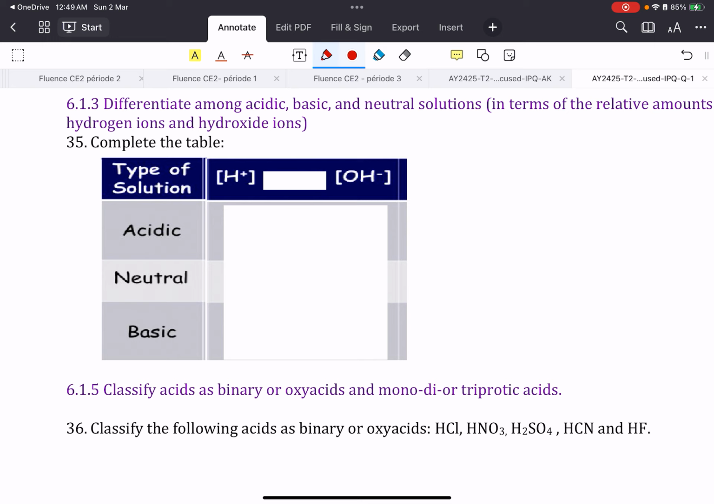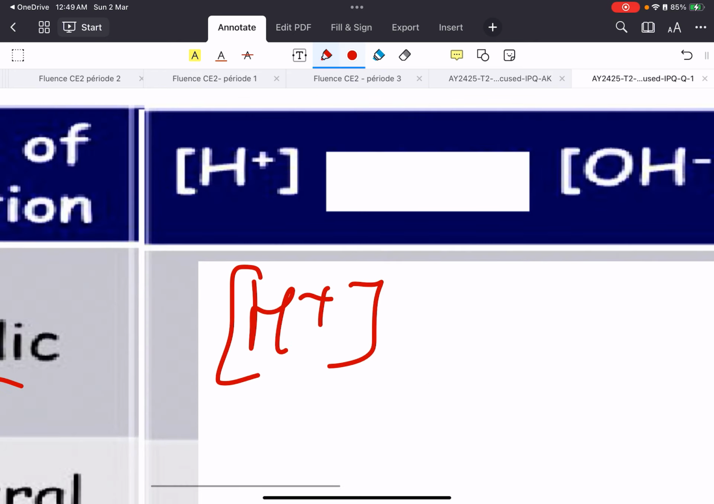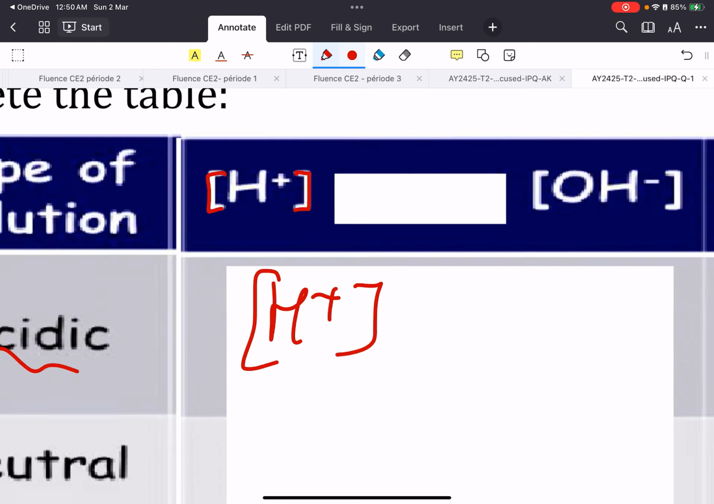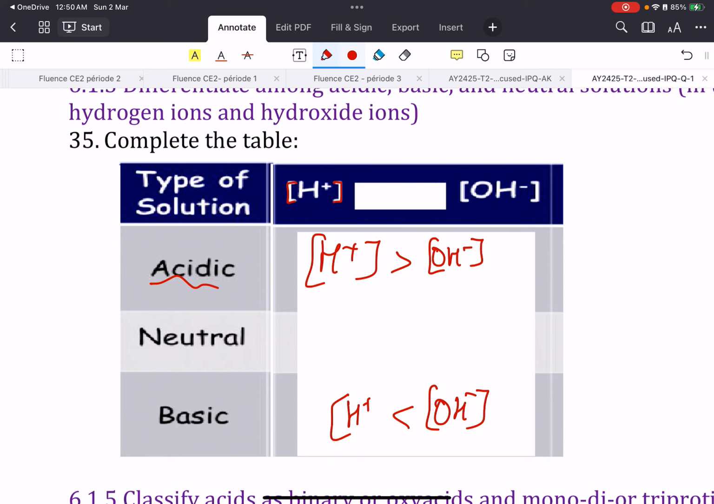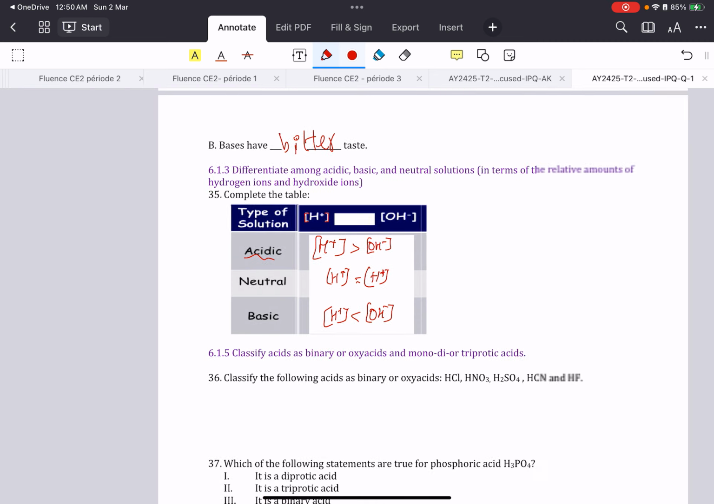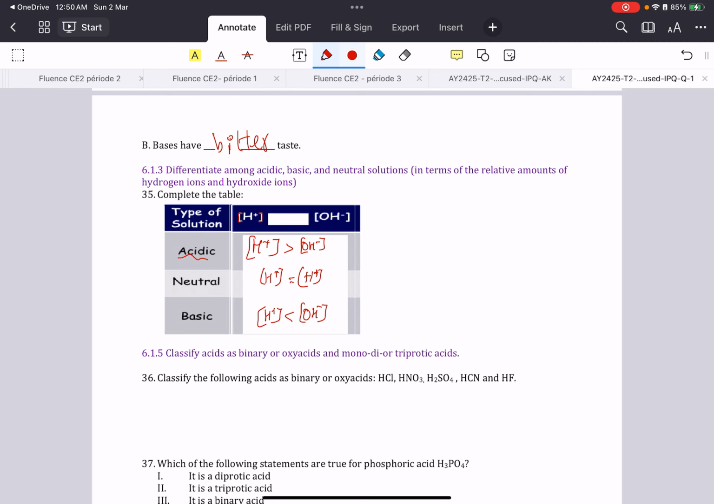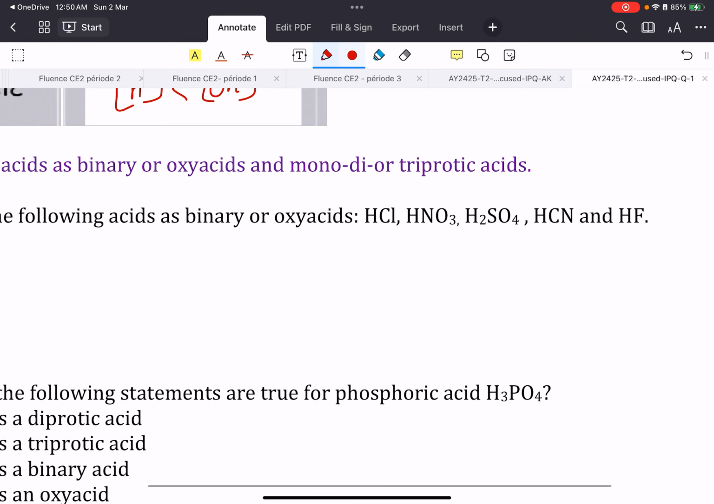So here, type of solutions: in acidic, H plus concentration, see the symbol, concentration is more than the hydroxide ion concentration. In basic, it's the OH minus that is dominant, that is more than the H plus. And in neutral, both of them are exactly equal. So it's a neutral solution.